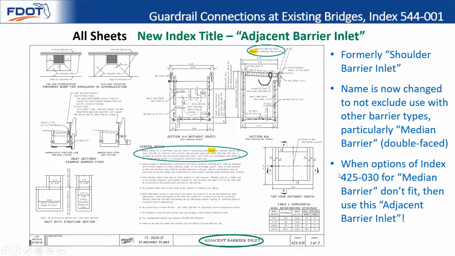One other thing to mention, the 425030 for median barrier only covers a limited range of options. If there's an inlet only on one side, then 425030 doesn't cover it. And so for that case, you'd use this adjacent barrier inlet. And now you can use it for that case.